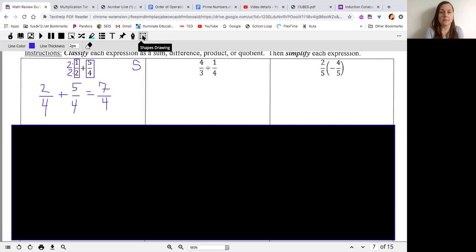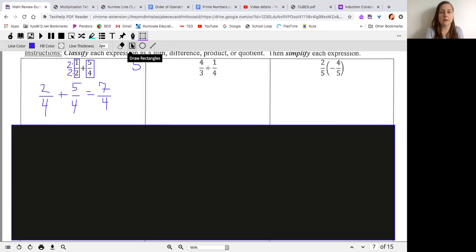Now, the next problem, we still box our terms first. So 4 over 3 gets one box, and 1 over 4 gets another box. Fractions get one box because they are one term. They are quotients. And then here that says divided by. So I am dividing two quotients. I'm going to put a Q.